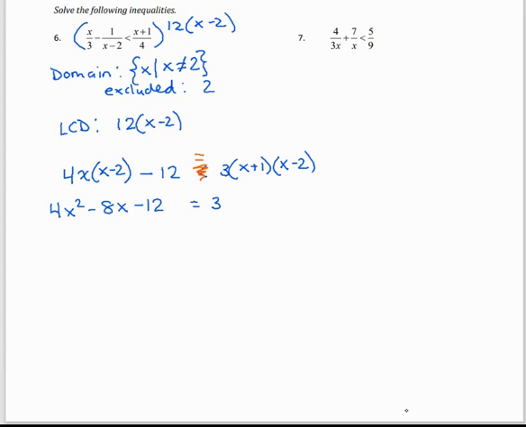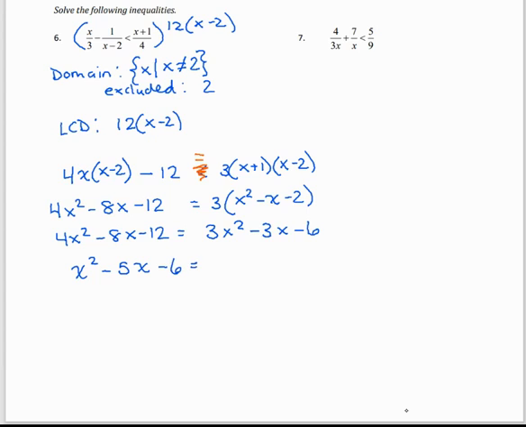Equals 3 times, this will be x squared minus x minus 2. Keep on going. So we have 4x squared minus 8x minus 12 equals 3x squared minus 3x minus 6. Again, at this point, it's a quadratic, so we're going to move everything to the left-hand side. When I subtract 3x squared, we get 1x squared. I'll add 3x, that gives me negative 5x. And I will add 6, which will give me negative 6.